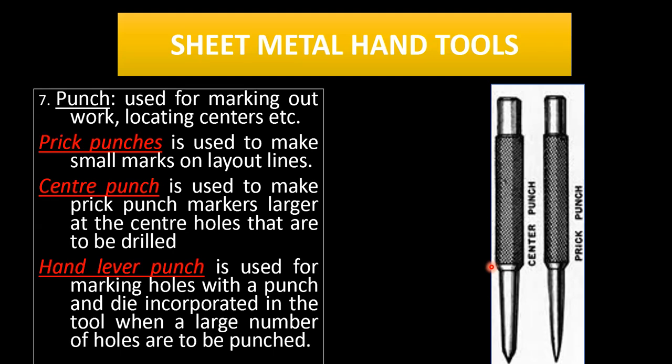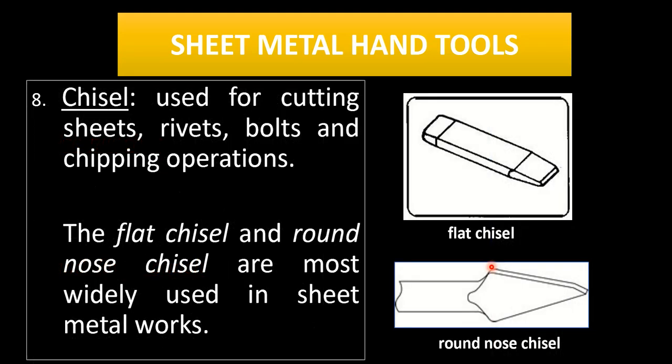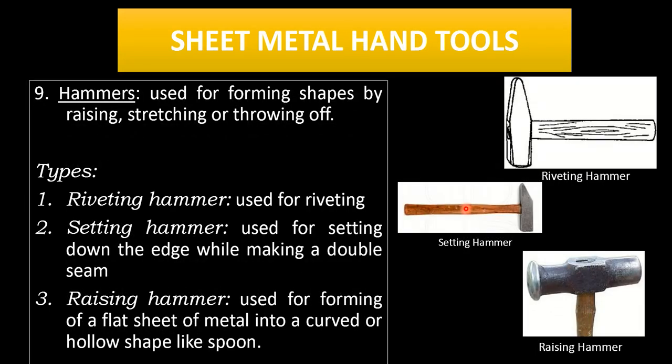Then it will be easy for us to cut. So that is the purpose of punching and all. And after that we have chisels. These are material removal tools basically, and they are used for cutting the sheets and for chipping operations. You're probably aware of this, so I need not discuss much about it.